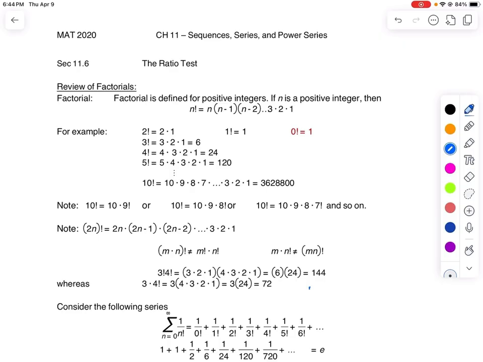The factorial is defined, first thing, for positive integers. If n is a positive integer, then n factorial will be equal to n times n minus 1 times n minus 2 times, and so on, until we get to 3, 2, 1. So what we are doing is starting with the number whose factorial we are calculating. So n is that number, and this exclamation mark is the symbol for factorial. This exclamation mark means factorial.